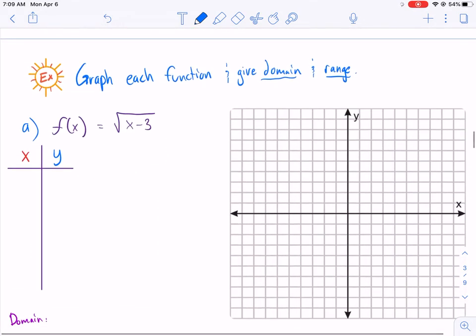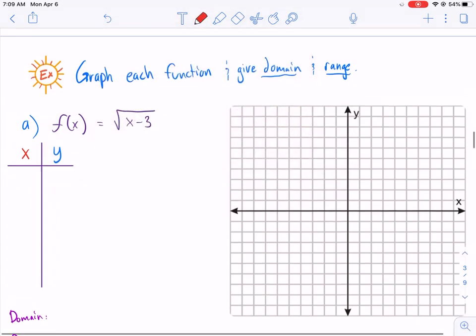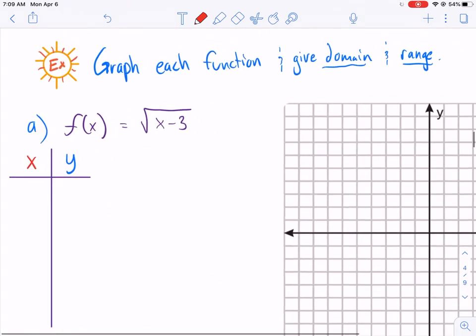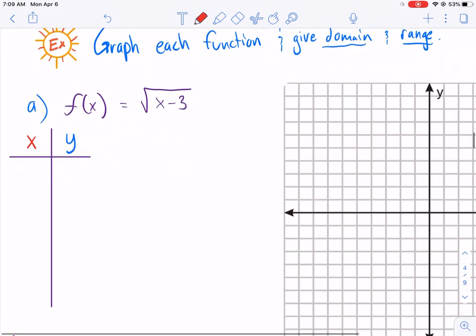Okay, here we're asked, for the first example, to graph each function and give the domain and range. So we're going to pick values, and we're going to be strategic here, because we're going to try to get perfect square roots that are 3 bigger than we normally would. For example, if we pick 9, we'd get 9 minus 3, and we'd have to take the square root of 6. We don't really want to do that. So instead of 9, we're going to pick something like 12, because then 12 minus 3 equals 9, and then we can take the square root of that. So I'm just thinking ahead to make our lives a little bit easier.